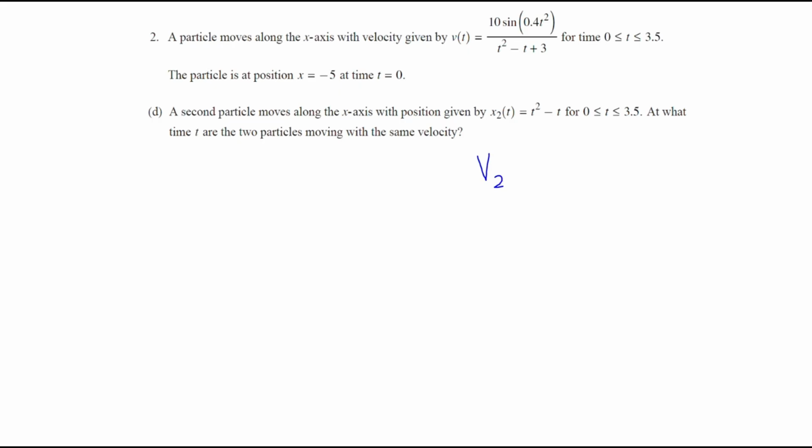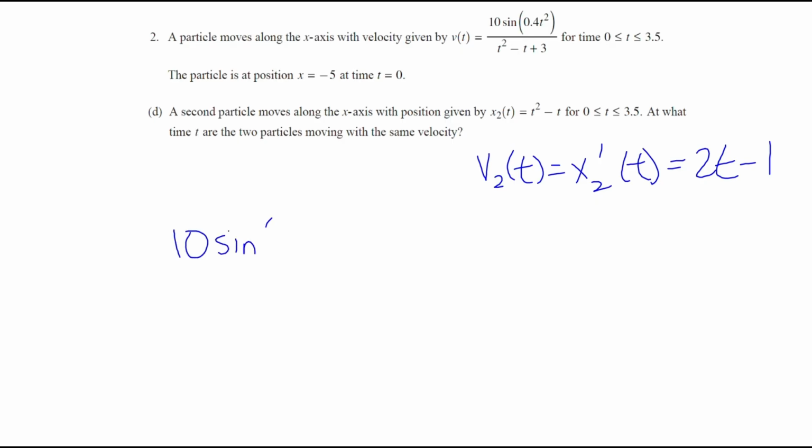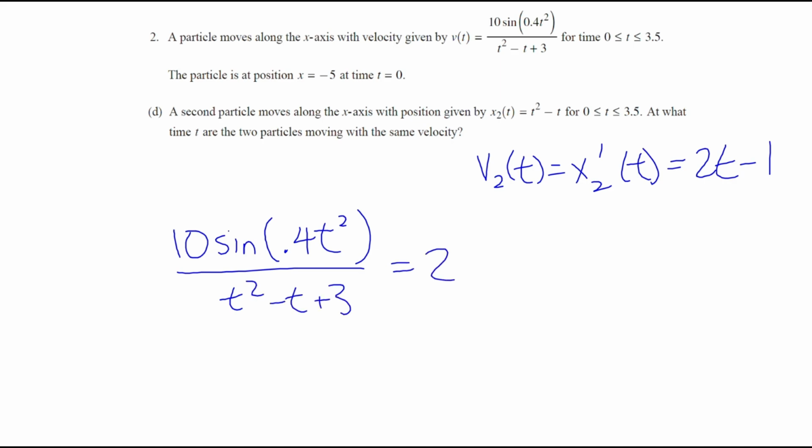So v sub 2 of t is x sub 2 prime of t, which will be 2t minus 1. So really, all we want to know here is when does v of t, and you can just write v of t if you want, but I'm going to write it all the way out, 10 sine of 0.4 t squared over t squared minus t plus 3, when does it equal 2t minus 1? And that's easy enough to find out, again, with our calculator.